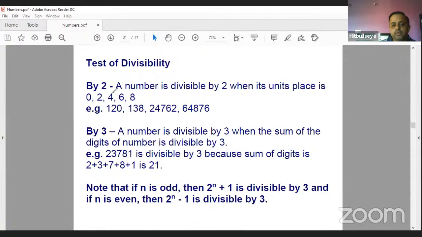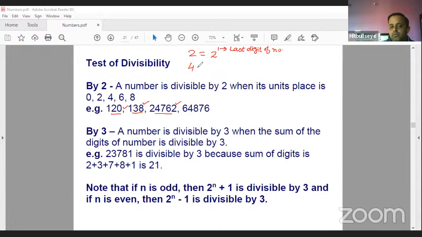The test of divisibility by 2 is very simple. 2 means the number should be even, right? The unit digit of the number should be 0, 2, 4, 6, etc. Actually, 2 can be written as 2 power 1. So since the power is 1, you just check the last digit of the number. If the last digit of the number is divisible by 2 or it is 0, we generally say that the number is divisible by 2. For example, 120 has 0 as the last digit, 138 has 8 as the last digit, and this number has 2 as the last digit. So for 2, we generally check the last digit of the number. It should be divisible by 2 or it should be 0.